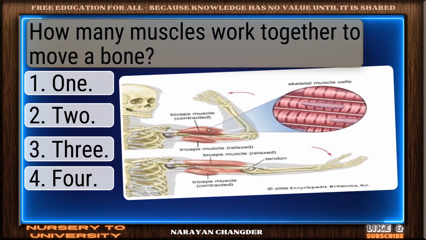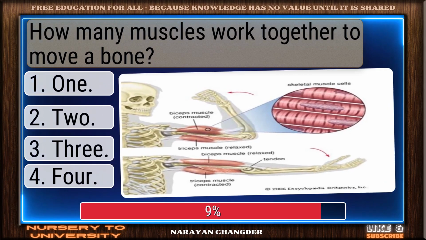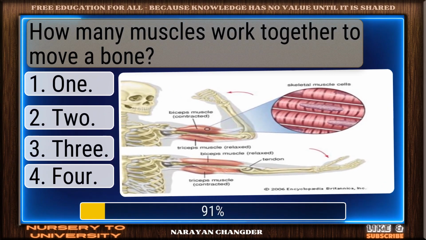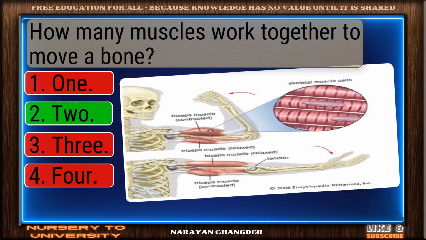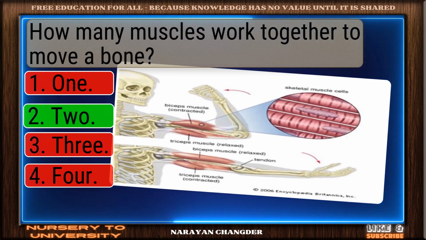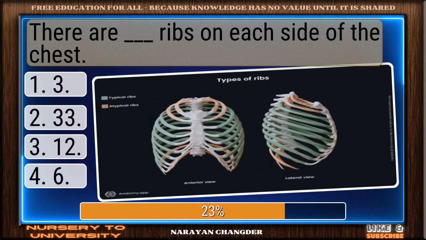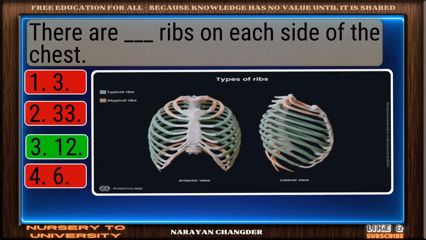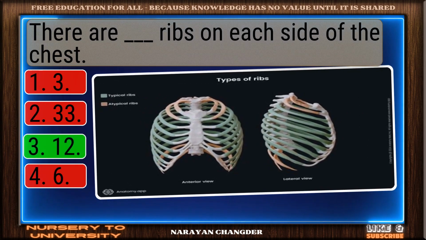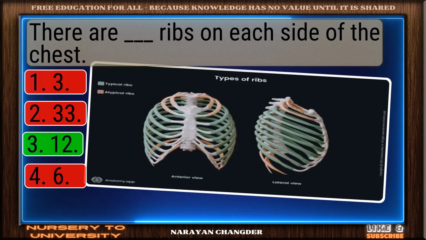How many muscles work together to move a bone? Well reasoned. 2 is the correct choice. There are dash ribs on each side of the chest. Clear logic. Your choice 12 is sound and 100% true.